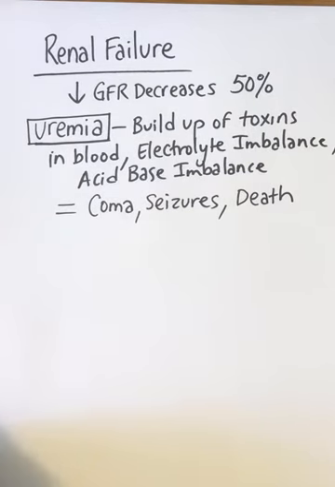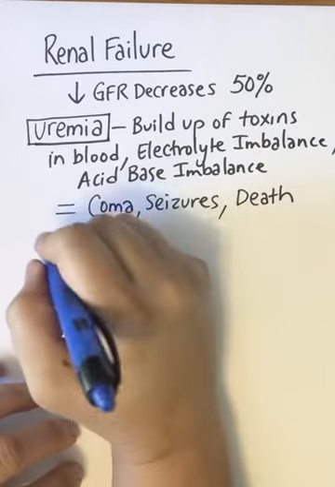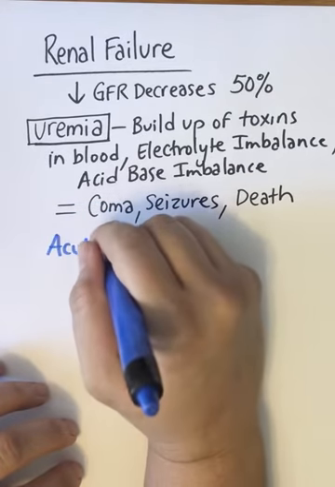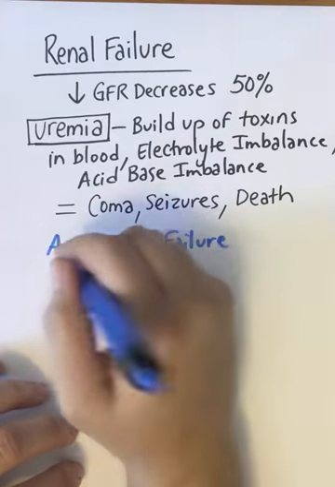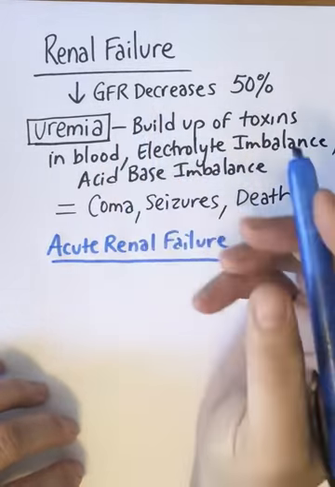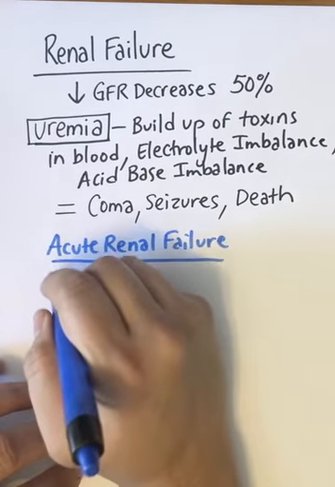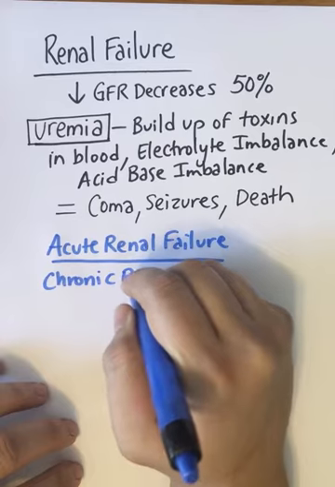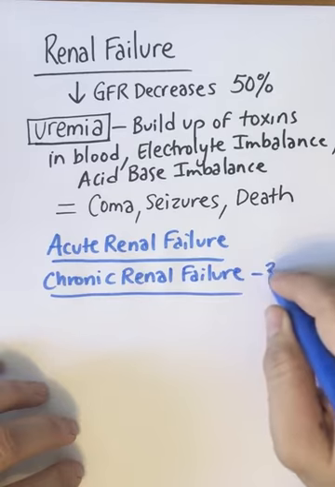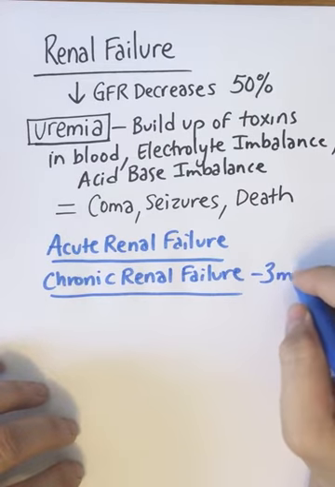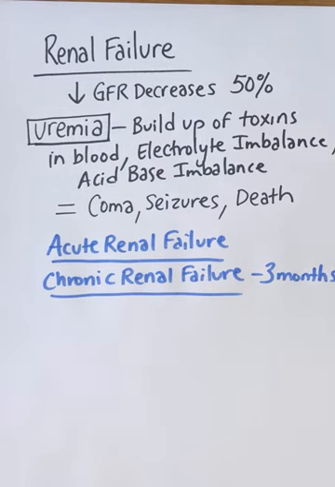Now, as far as acute renal failure and chronic renal failure goes, acute renal failure can be fixed. That's when you have a decreased GFR. But if your renal failure lasts for more than 3 months, that's called chronic renal failure. It's 3 months of decreased GFR. Now, the way that you have to live with renal failure, again, that's kidney failure, is your treatment is dialysis.